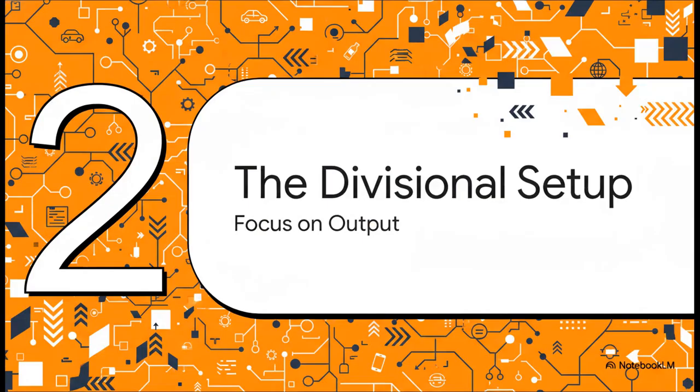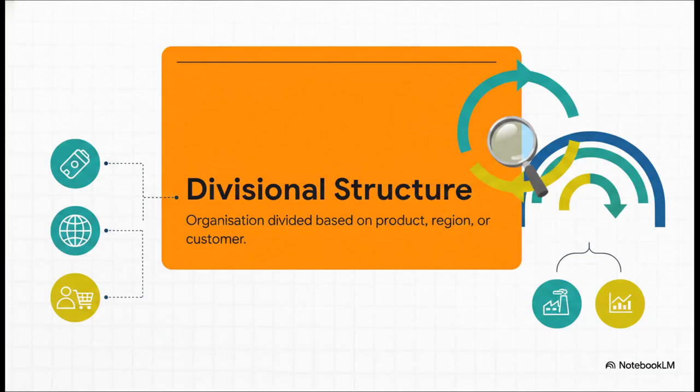Moving on to Section 2, the divisional setup. All right, let's flip the script and look at the alternative. This happens when companies realize that grouping by activity just isn't cutting it for their specific game plan. A divisional structure completely changes the basis of division. Instead of separating people by what they do, the whole organization is separated by product, by region, or by customer. The structure is entirely focused on the end result, not the internal process. It's a massive shift. It's kind of like creating mini companies within the larger corporate umbrella.